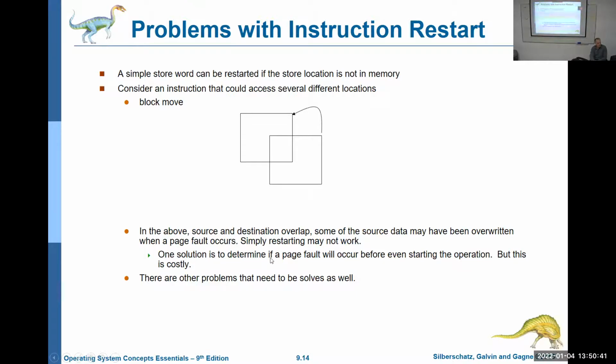One solution is to determine if a page fault will occur before even starting the operation, but this is costly. In other words, calculate. When I do that command, wait a second, am I going to get a page fault? And if I am, then I'm going to pretend I got it right now before I even start and bring it into memory. But that's costly because I'm going to have to check it every command. I'm going to have to check, is there going to be a page fault?